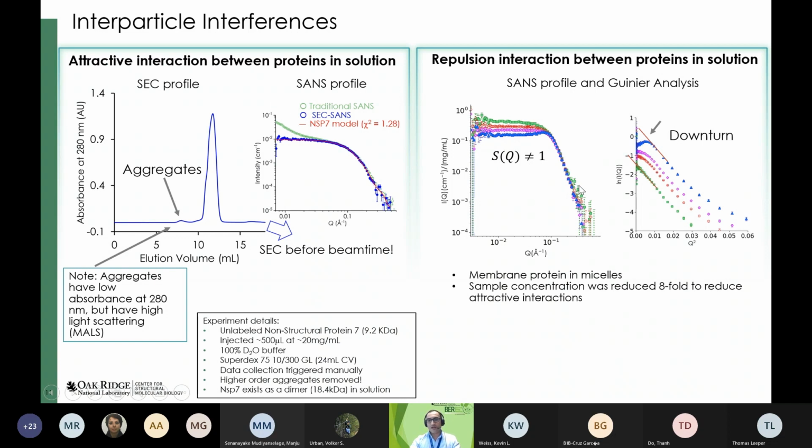has several impacts on our data. In this case, on the right side, we have a different kind of interaction where we have repulsion, and we have the strong structure factor that shows up in the high Q. The way to solve this case was reducing the concentration of our sample by a factor in order to eliminate this structure factor and eliminate the interparticle interference in the low Q. So you see here in the Guinier we have a linear regime, where before we had the downturn at the low Q.